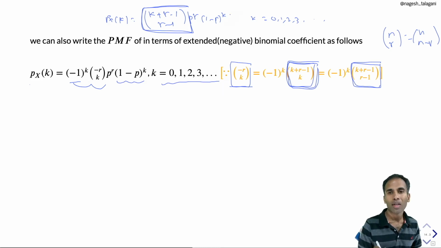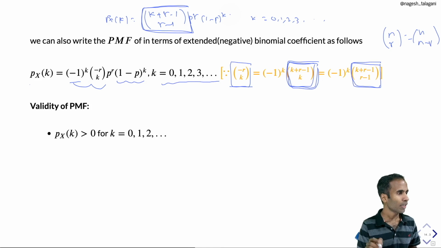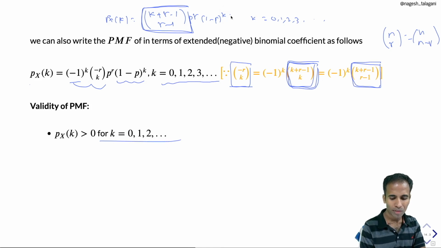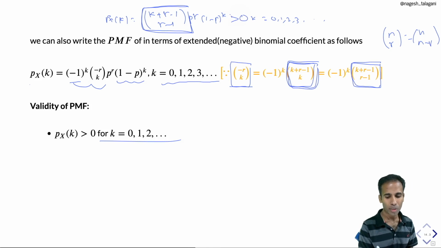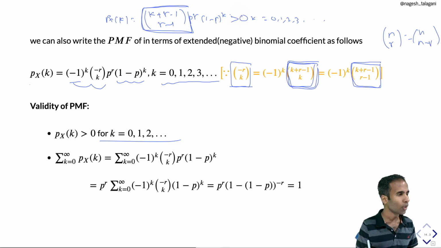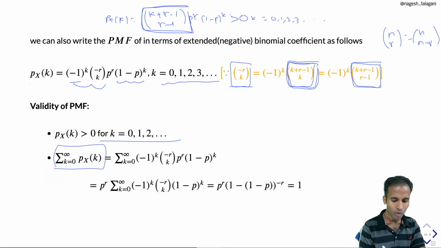Okay. Now let us check the validity of the PMF. First condition, the PMF values are positive over the support, because we can immediately see that this is positive for all k equal to 0, 1, 2, 3, and so on. Now let us see if the sum of the PMF values over the support adds up to 1. If I add up all these PMF values from 0 to infinity, so let's use this one.